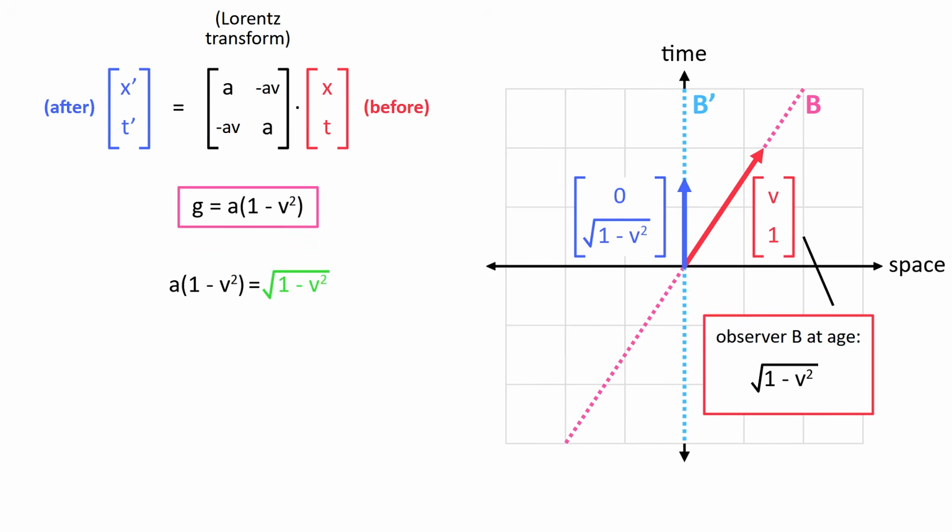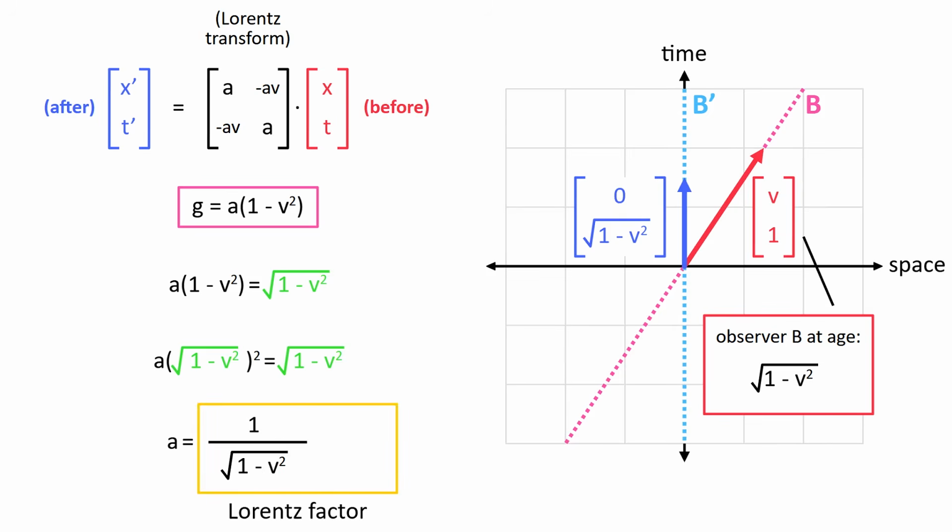The 1 minus v squared is actually just square root of 1 minus v squared, squared. So after dividing by it, we get some cancellation and end up with a equals 1 over square root of 1 minus v squared. This value has a special name. It's called the Lorentz factor and is represented with the Greek letter gamma. Technically, there's also a c squared in there, but in our units that just equals 1. Anyway, since a is just gamma, we've now completed the Lorentz transform matrix.